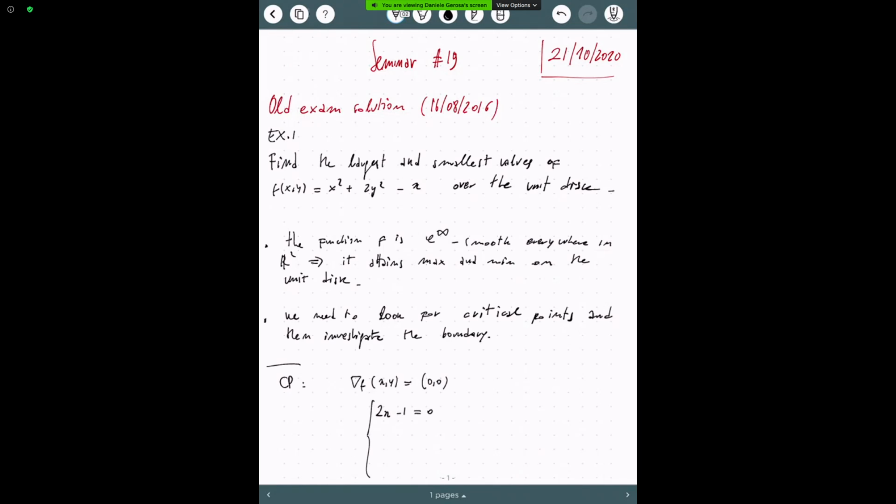And then we have 4y equal to 0. So you see that y equal to 0 is the only solution of the second equation, and the third equation gives us 1/2 for x. So the only point that we get as a critical point is actually (1/2, 0). Does this point belong to the disk? Yes, because the sum of the squares of its coordinates is less than or equal to 1.